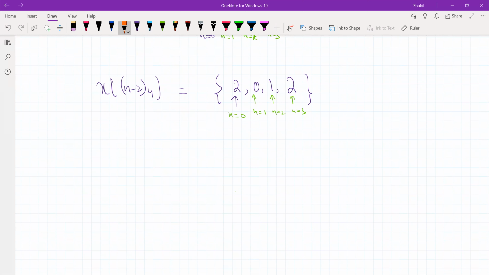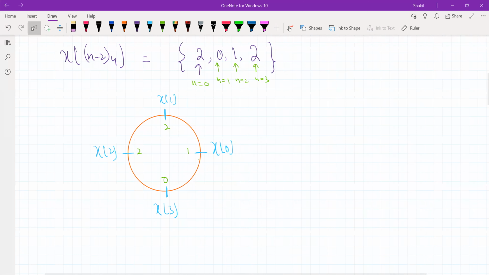Now, the same concept can be illustrated. Let's suppose we arrange the sample points on a circle. So let's suppose we have a circle and we'll arrange these sample points on this circle. So this is our x of 0. You can arrange the terms either in counterclockwise fashion or clockwise fashion. This is your choice. So if this is x of 0, suppose this is x of 1, this is x of 2, and this is x of 3. Now let's write the terms also. So this is 1, 2, 2, and 0. Right? So we are arranging the terms on a circle.